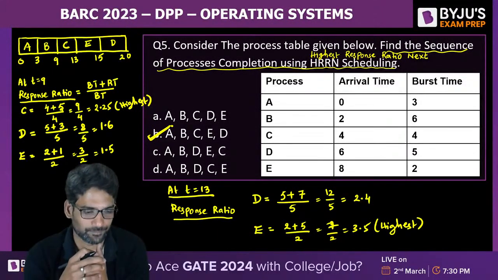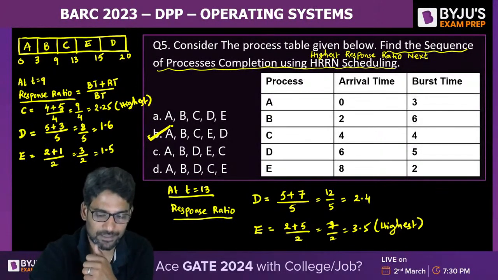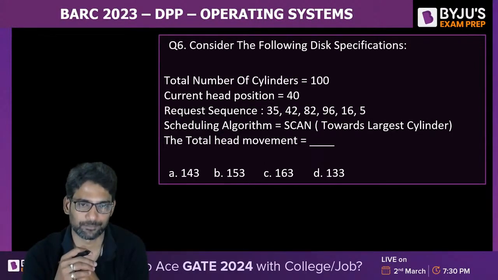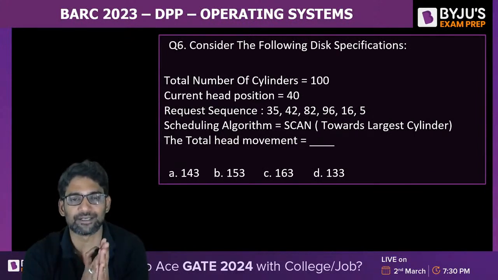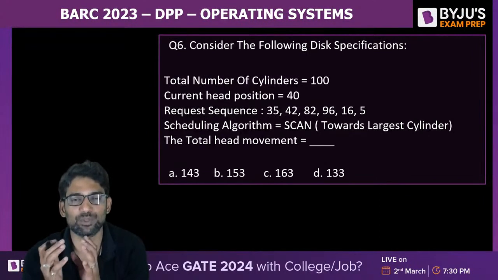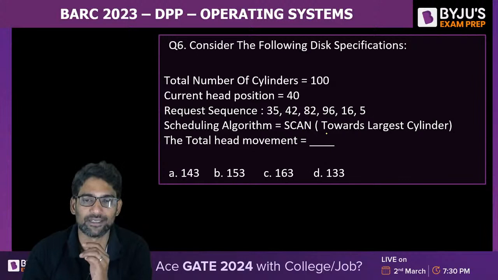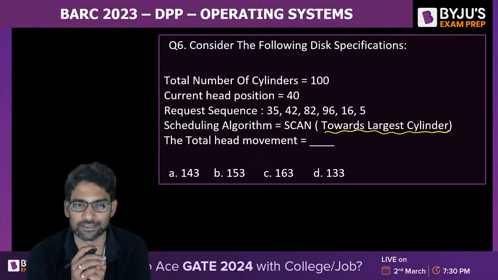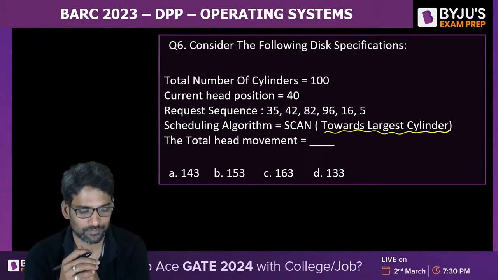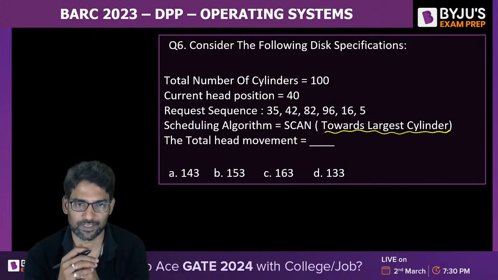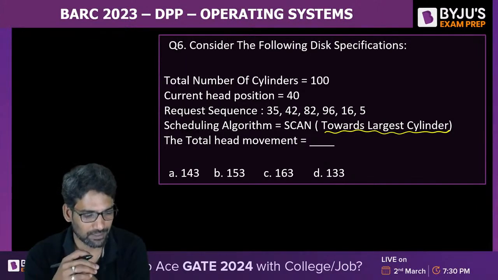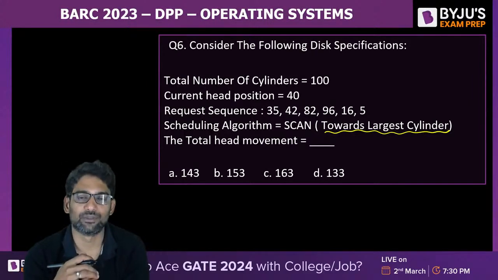Clear? Question number 6. Consider the following disk specifications. Total number of cylinders 100, current head position 40, request sequence given, and the scheduling algorithm is scan, and the head is moving towards largest cylinder. The total head movement equal to, what is the total head movement, dear friends? Very good, Harsh, Shyam, MSD, Balamurgan, Sayal Malik. You are doing good job. Keep it up.